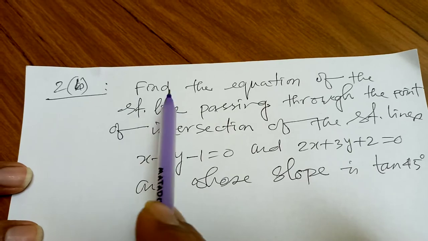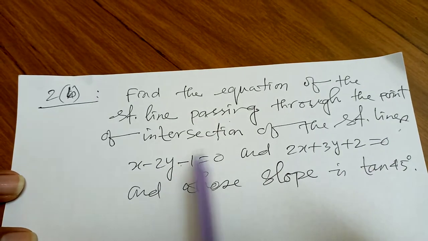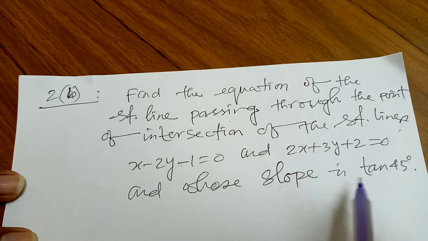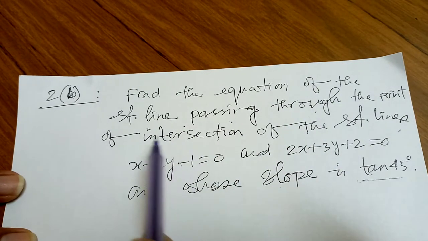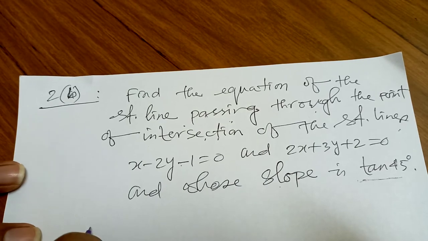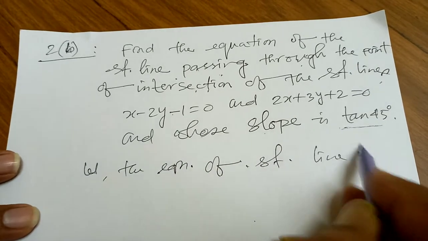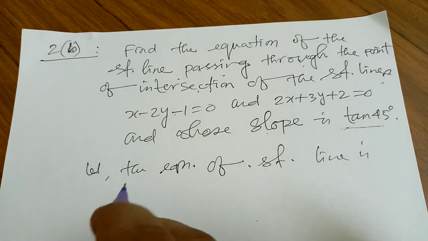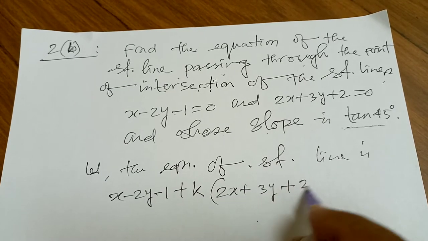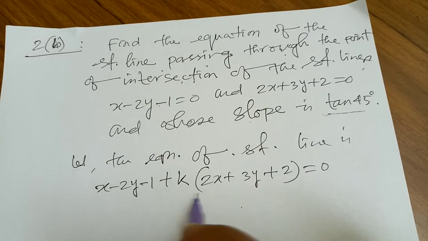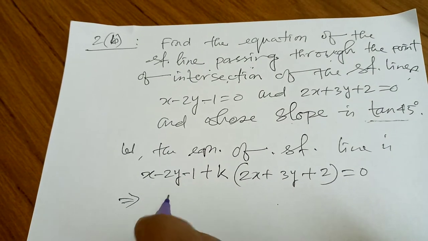Students, look, question number 2b. Find the equation of the straight line passing through the point of intersection of the given straight lines, and whose slope is tan 45 degrees. So you can write, let the equation of the straight line be x minus 2y minus 1 plus k into 2x plus 3y plus 2 equal to 0. Now what to do? Arrange according to the coefficients of x and y.